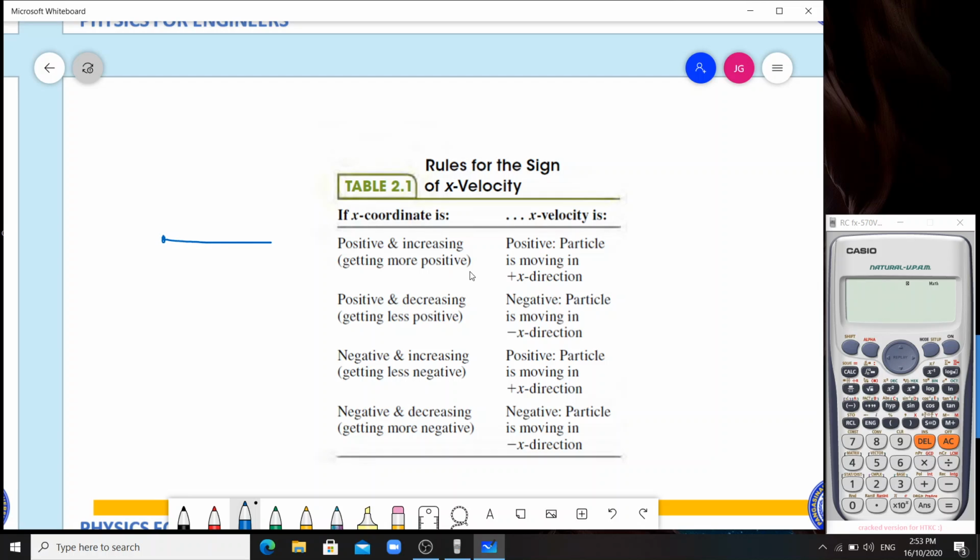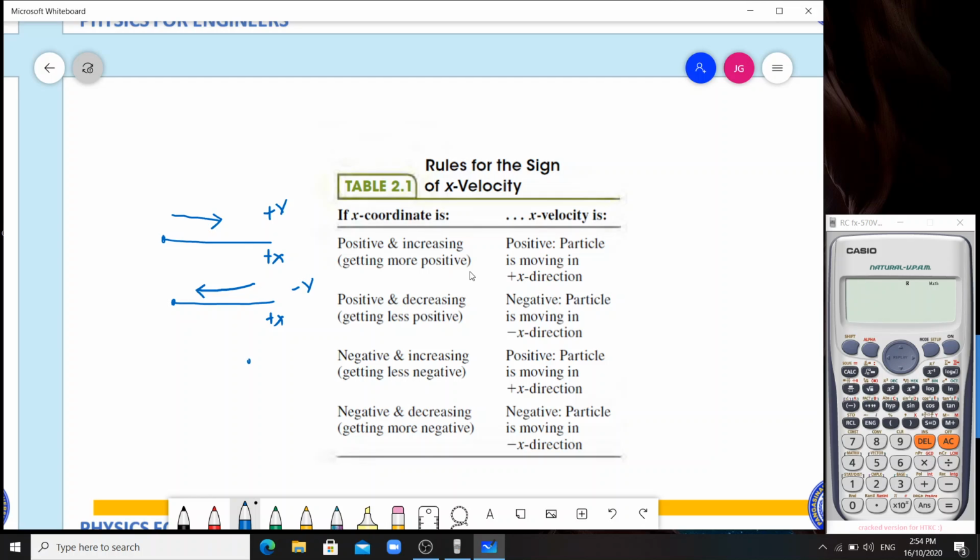Halimbawa, ito yung positive x. And then the particle is going more positive. Ang velocity natin is positive, okay? And kung halimbawa, ito si positive x, pag ang particle natin is decreasing positive, going to the left or towards your datum, ang velocity natin is negative v.